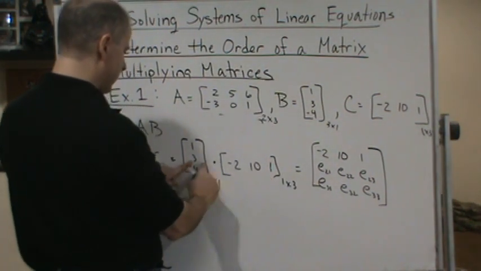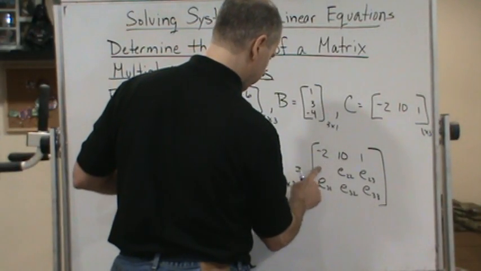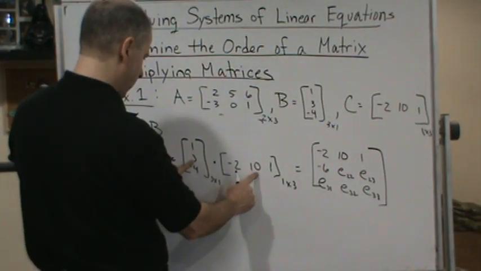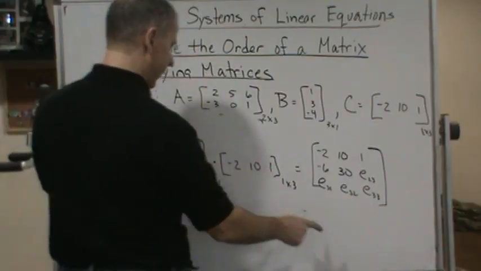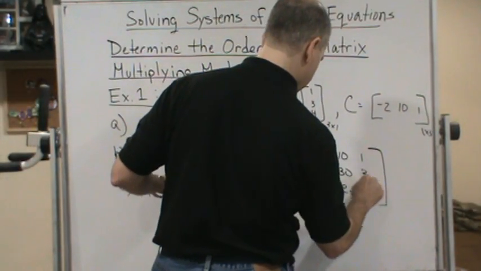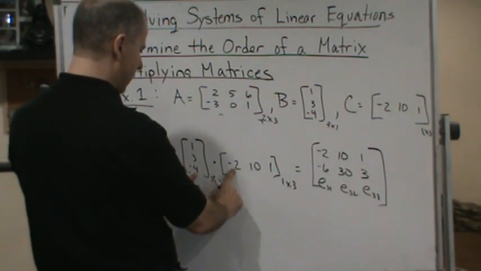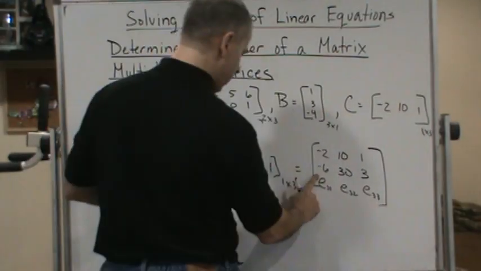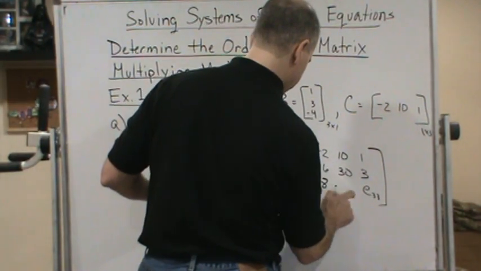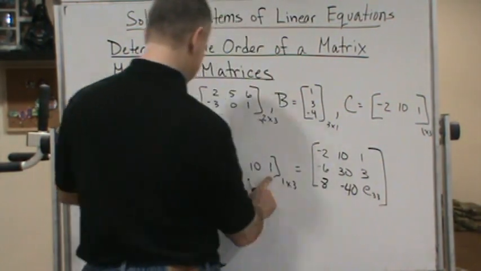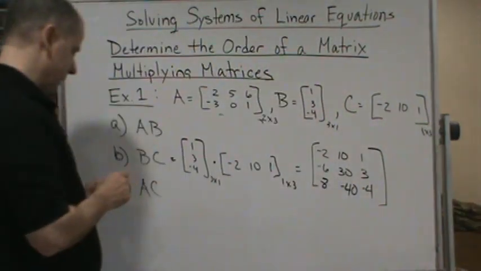Now I'm going to cycle down to the second row, and I'm going to cycle through again. So it's going to be negative 6, 30, 3. And then finally down to the third row. Now I'm going to cycle through the columns. So it's going to be 8, negative 40, negative 4. And that's it.